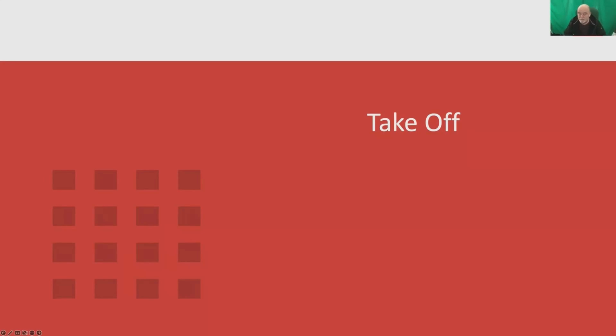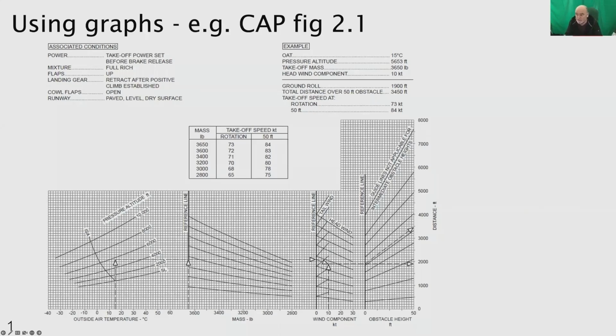So let's look at takeoff then. We're going to be using now graph 2.1, which is for SEP, and we're looking at a takeoff graph just to give you a look around what's on these graphs.